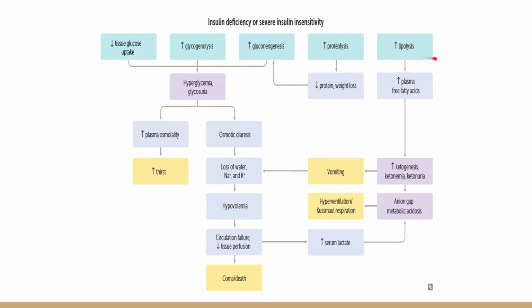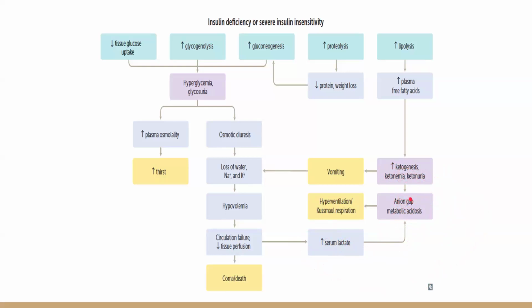Lipolysis, okay, so you break down fats, increased plasma free fatty acids, and you'll have increased ketogenesis, ketonemia, which is ketone bodies in blood, and ketonuria, which is ketone bodies in the urine. These will cause vomiting. Like I said, a feature about ketones is they have a fruity smelling breath. The patients will present with sweet smelling breath. Now, ketones in blood and this serum lactate, we call this ketoacidosis. Serum lactate, lactic acid, that's also acidosis. You have metabolic acidosis here.